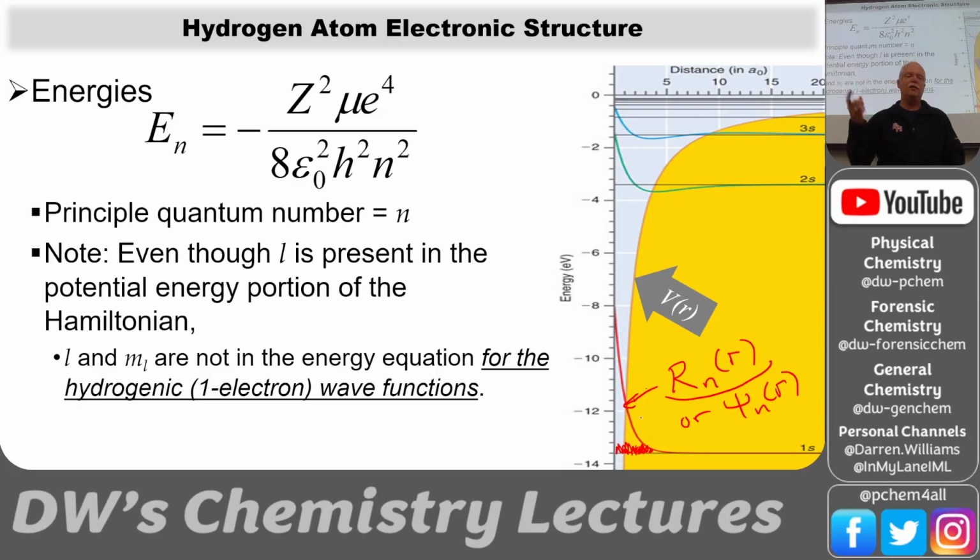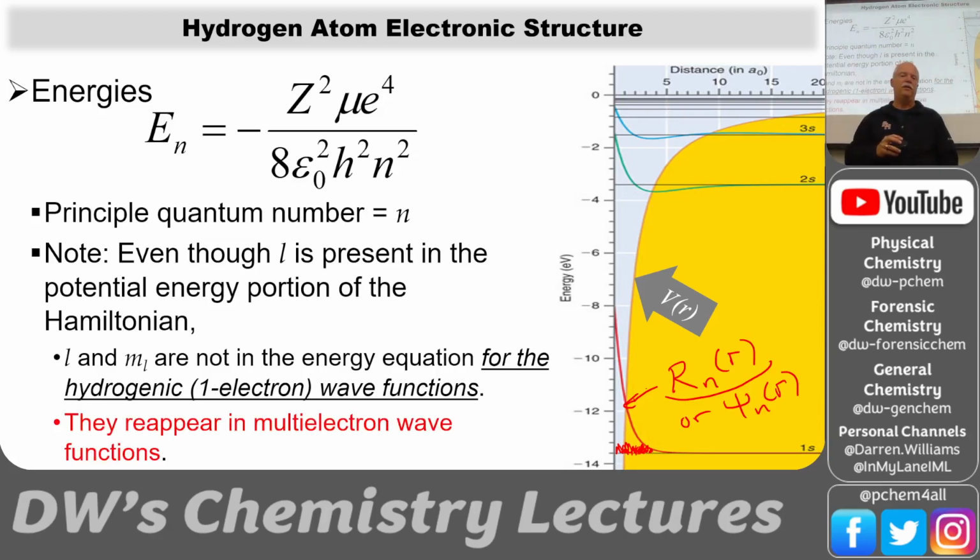Now there is an angular quantum number, L and M sub L, but they're not in the energy equation for the one electron wave function. So that's a blank in your notes. I looked at the notes last night and re-uploaded them, so I'm fresh on my mind about where the blanks are. But the L and M sub L show up again, or at least L does, in the multi-electron atoms. Everything above hydrogen has multiple electrons, and we have electron correlation. That changes some things.